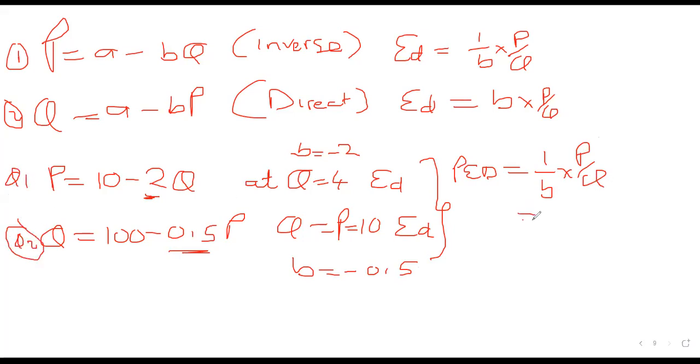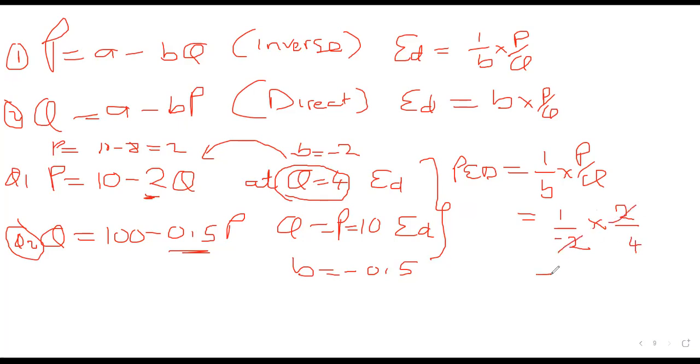So what is our B here? -2. What is our price? We don't know. We can only compute it. When you put a 4 in there, it will be 10 minus 8 to get a 2. So our price will be a 2, you compute it. So where there is price here, put a 2. Our quantity is 4. Cancel, cancel. -1 over 4, which is -0.25.